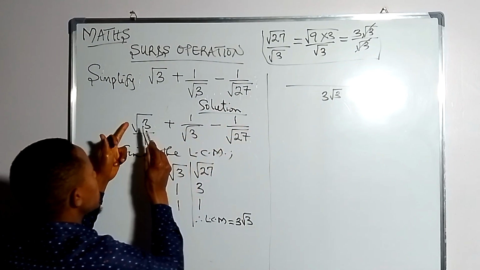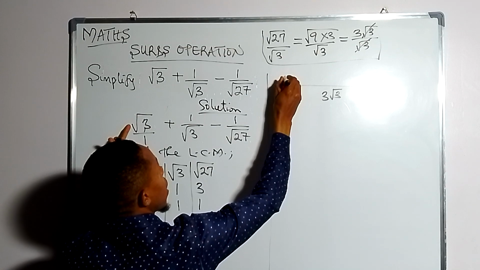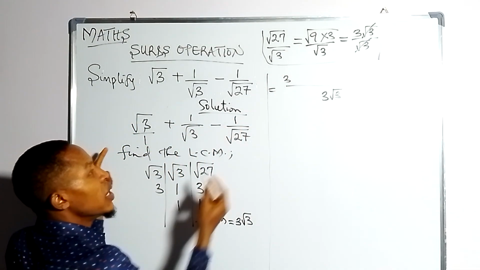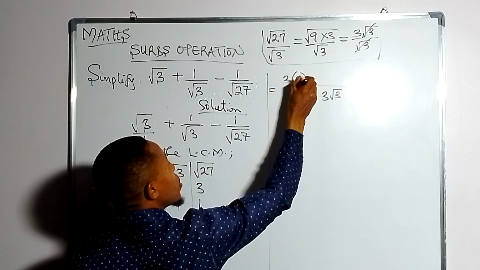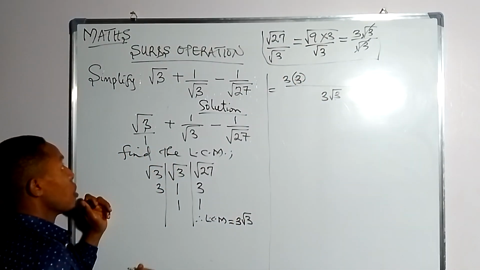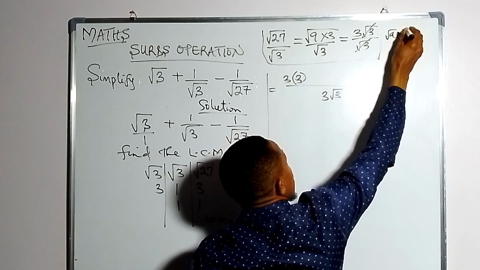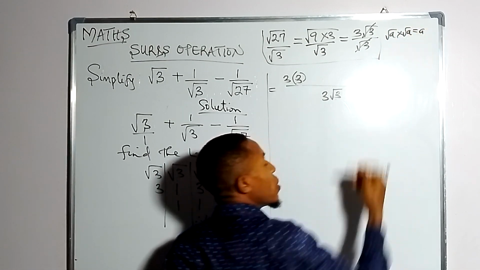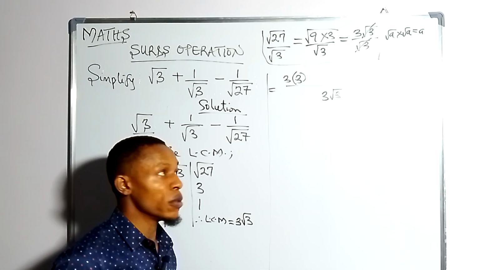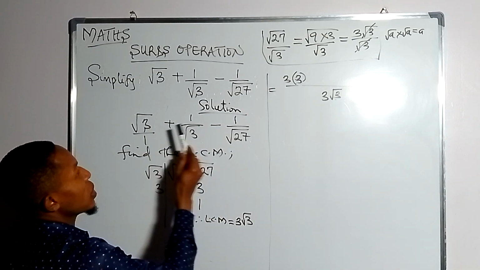3 root 3 times root 3. So let's simplify it. First, I have 3, I will write it down. Then root 3 times root 3 will give me 3. You may ask me why. The reason is because if root A multiplies root A, it will give me A. When the root of a number multiplies itself, it will give you the number without the root. So root 3 times root 3 gives us 3.